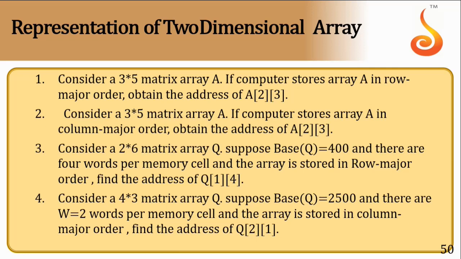Suppose the base address, that is the address of Q of 0, 0 is 400. And there are 4 words, that is each element requires 4 bytes of memory. So each block of memory, suppose if it's a float array, then each element would require 4 bytes, right? So there are 4 words per memory cell and the array is stored in row major order. Find the address of Q of 1, 4. Getting it? So the array, please make a note, then we will solve this.